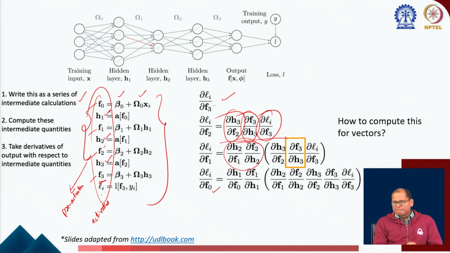Now the question is, this was easy when they were all scalars, but now what is dou f3 over dou h3? My f3 is my output. So f3 is two dimensional, and h3 is three dimensional. So what will dou f3 over dou h3 be, the partial derivative of f3 with respect to h3? They are no more scalars, they are different vectors. So how do we write it for vectors?